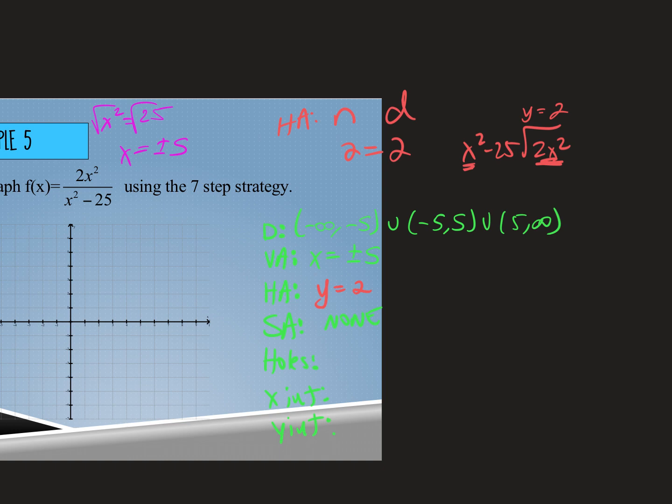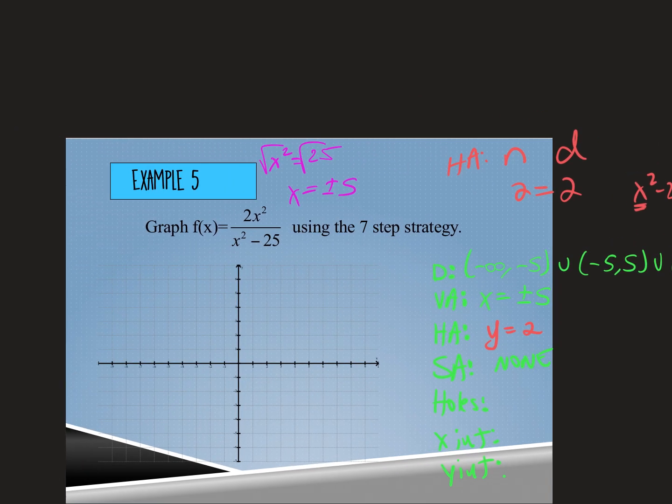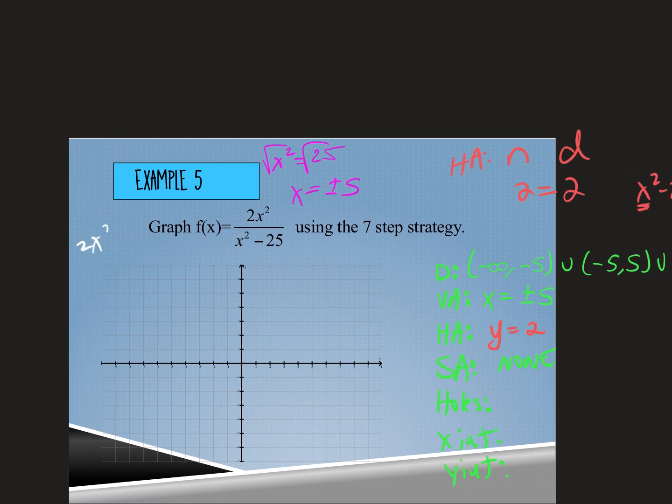What about holes? How do we find holes? You factor. So I have 2x squared over x plus 5, x minus 5. Is there anything that is exactly the same on top and bottom that cancels out? No. So your answer for holes is none.